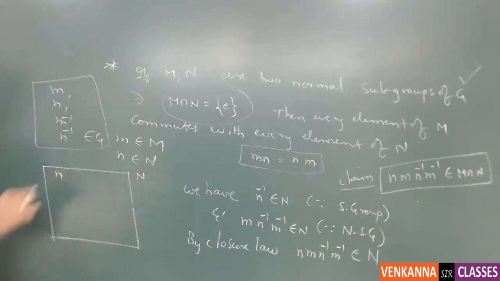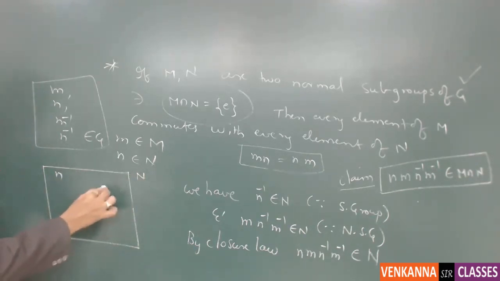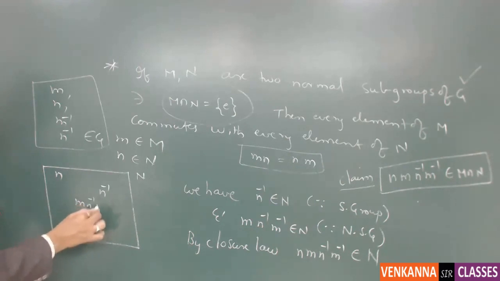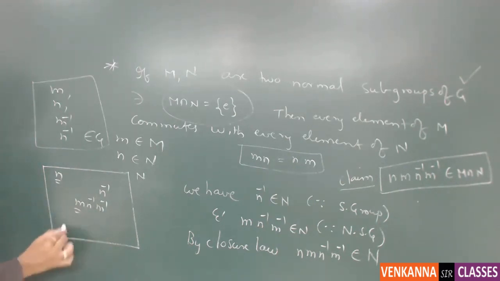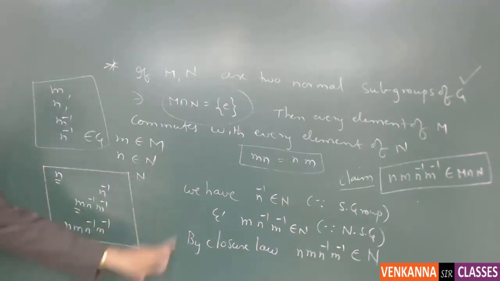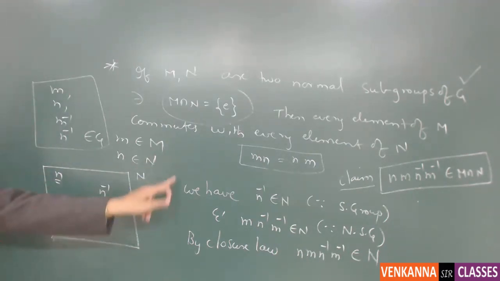Initially, I have taken n here. By inverse law, n inverse belongs to N. By normal subgroup property, I can say that m, n inverse, m inverse belongs to it. And since these two are belonging, you can say like this. This is the diagrammatic representation for what I have written here.